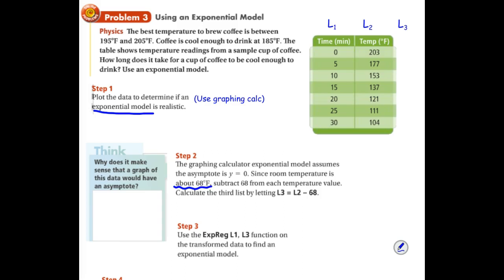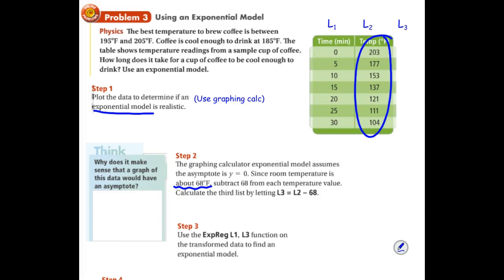So our data here is assuming an asymptote at 68. We're going to level off right about 68 degrees. The calculator wants us to move that down to 0. So we're going to tell our calculator, take all of these list 2 values and just subtract 68 from them. We're going to move everything down 68 so we can figure out the curve, the equation for the curve, then we'll move it back up to finish it up. But for the calculator to do this, it's assuming it's supposed to level off at 0.